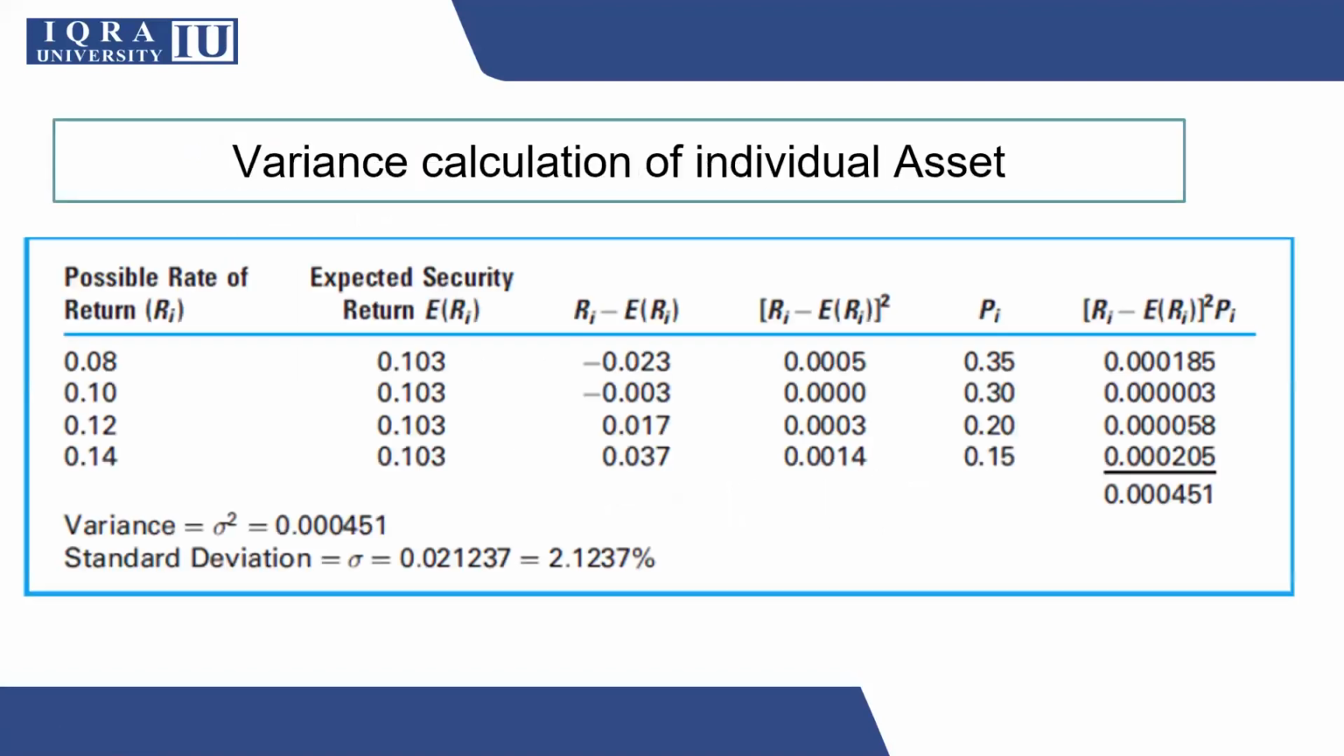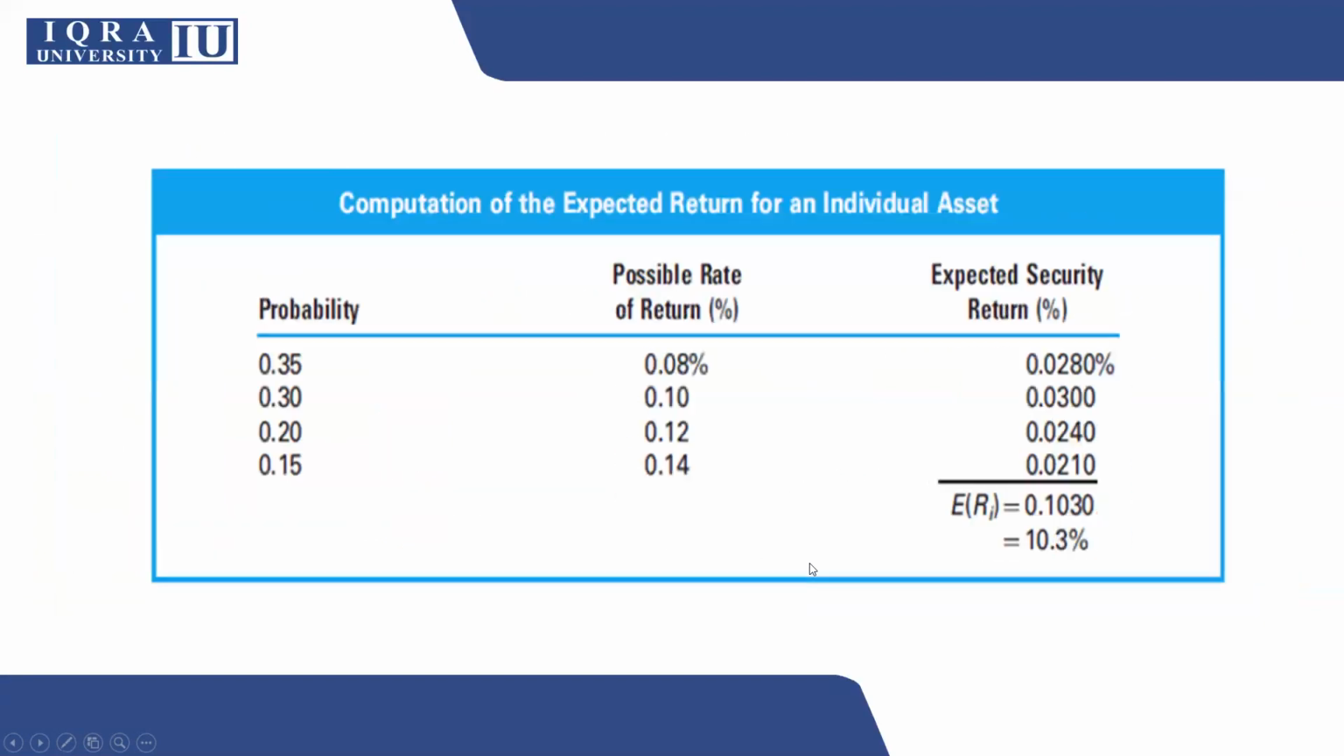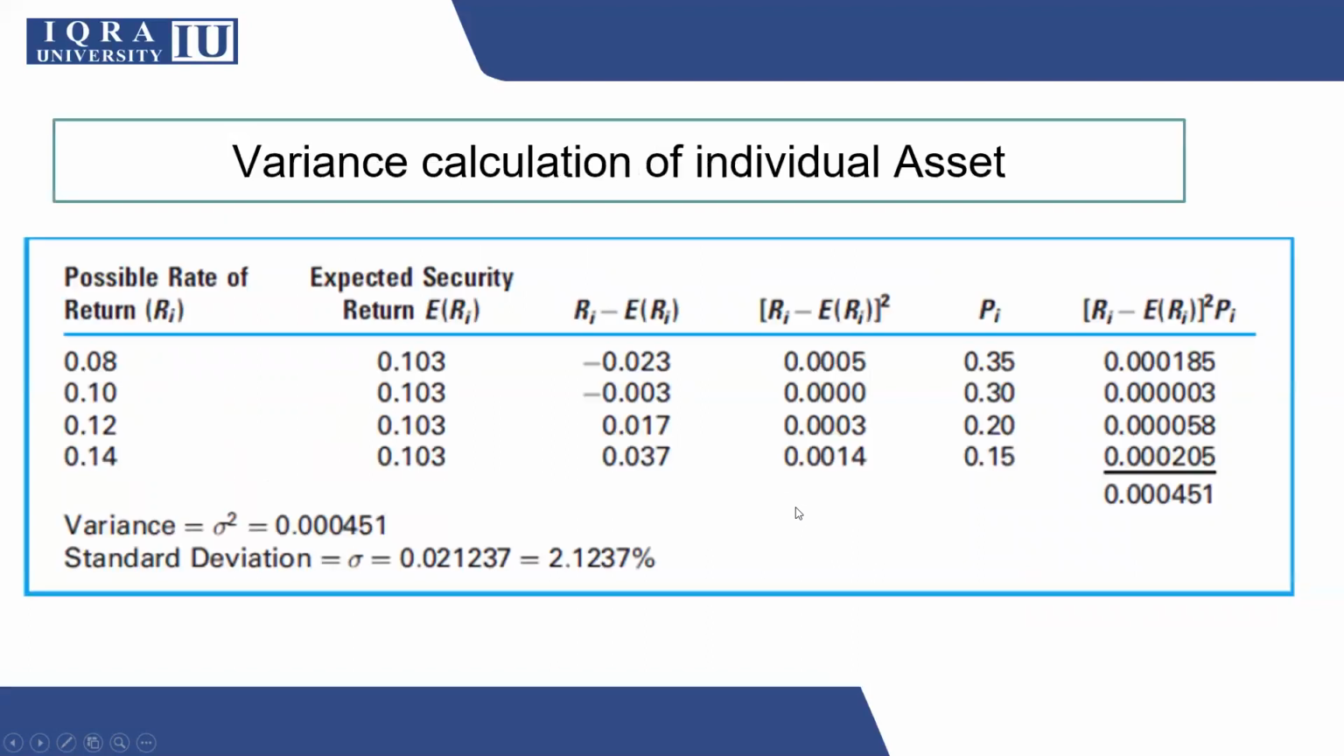Over here, I am showing you a simple working based on the data already given in the previous 2 slides. These are the possible rates of return which are given, and you can call it the expected rate of return given in the question. These are the expected security returns that you calculated in the previous slide. I can show you from the previous one, this is the expected security return that you calculated over here. The same expected rate of return you will take, and these are the probabilities that you are expecting. So first I will take the possible rate of return.